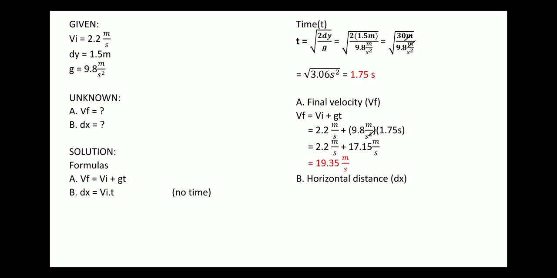And for the horizontal distance, so vi times time, 2.2 meters per second times 1.75, cancel s. So it is equal to 3.85 meters.